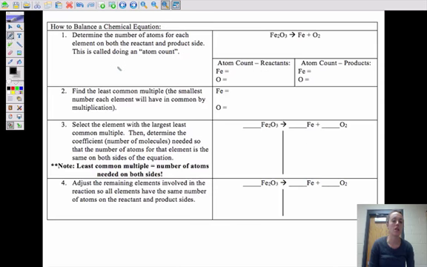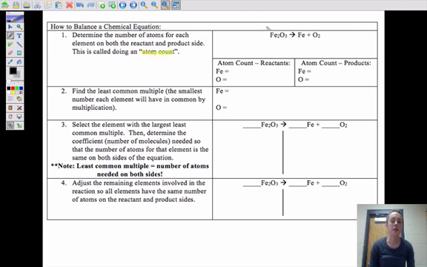So let's work through balancing a chemical equation together. And we're going to break this up by step, and we won't do this for anyone else but this first one, so just bear with all these simple steps. The first step is to determine the number of atoms for each element on both the reactant and the product side. We're basically doing an atom count.